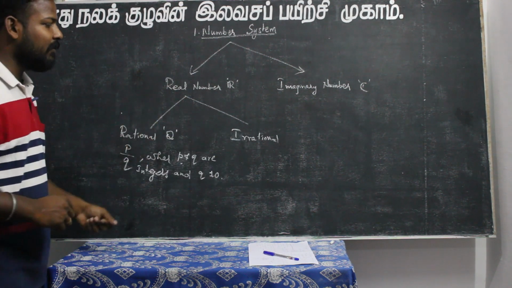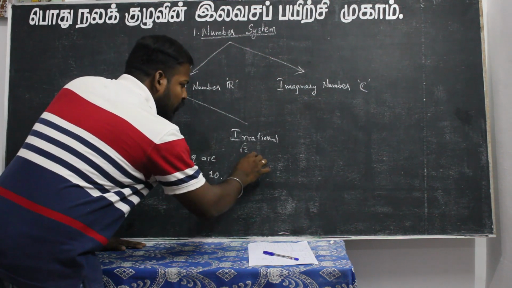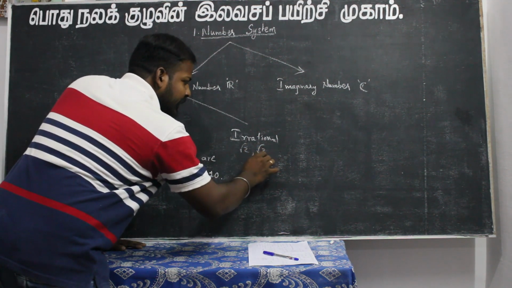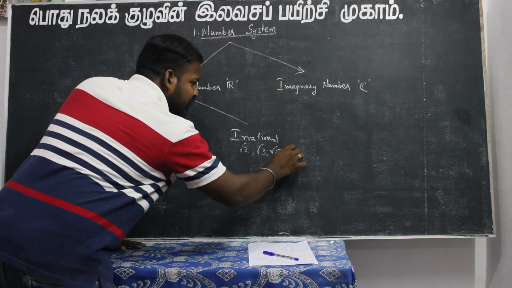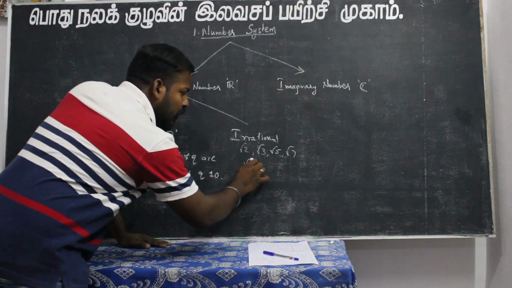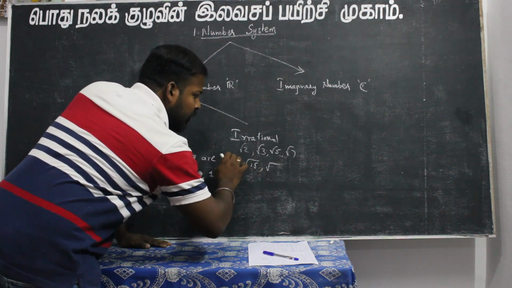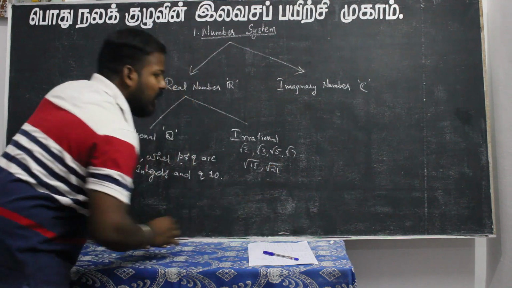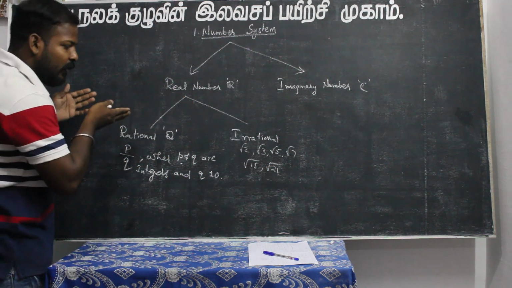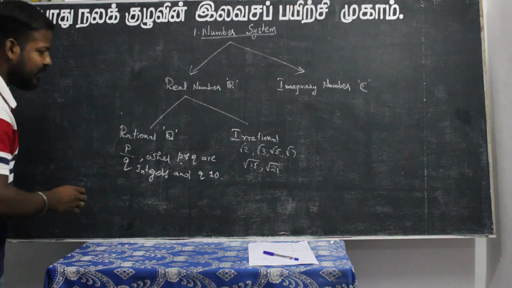Let us see some examples of irrational numbers. Root over prime values: root 2, root 3, root 5, root 7, and roots of multiples of two different prime numbers, like root 15 or root 21. These are all called irrational numbers. This year we are going to deal with both. First we will properly learn about the rational number system.